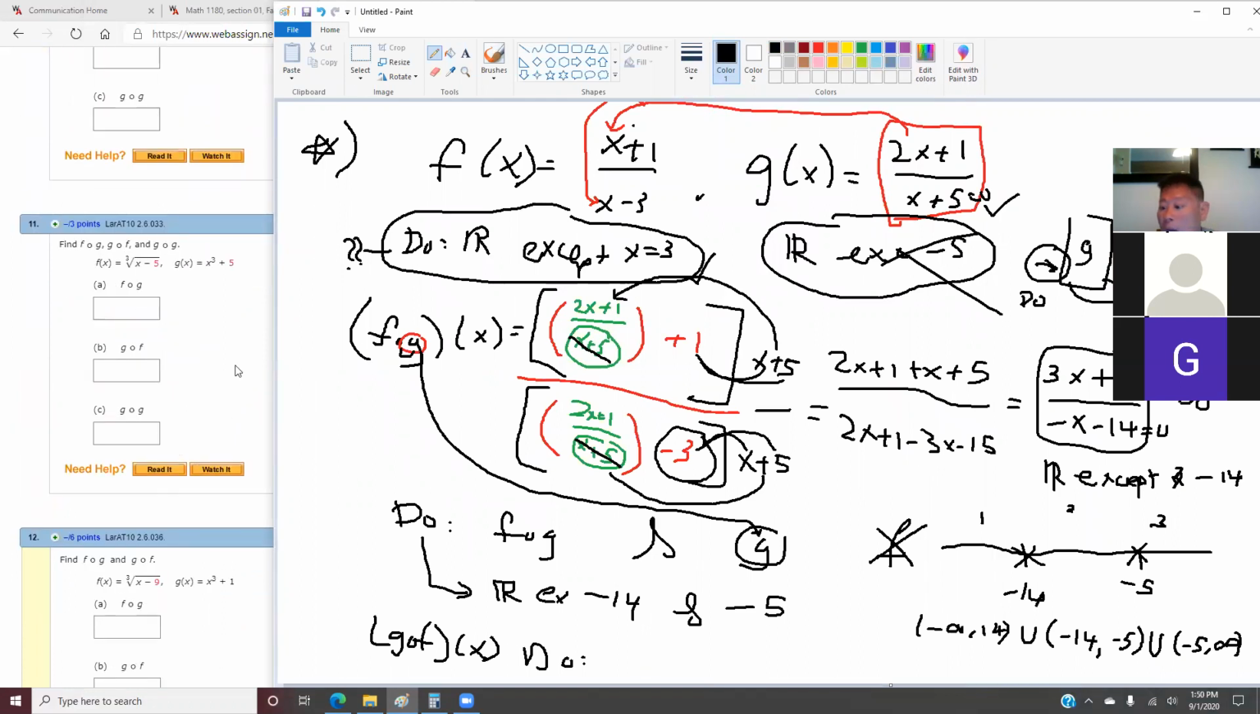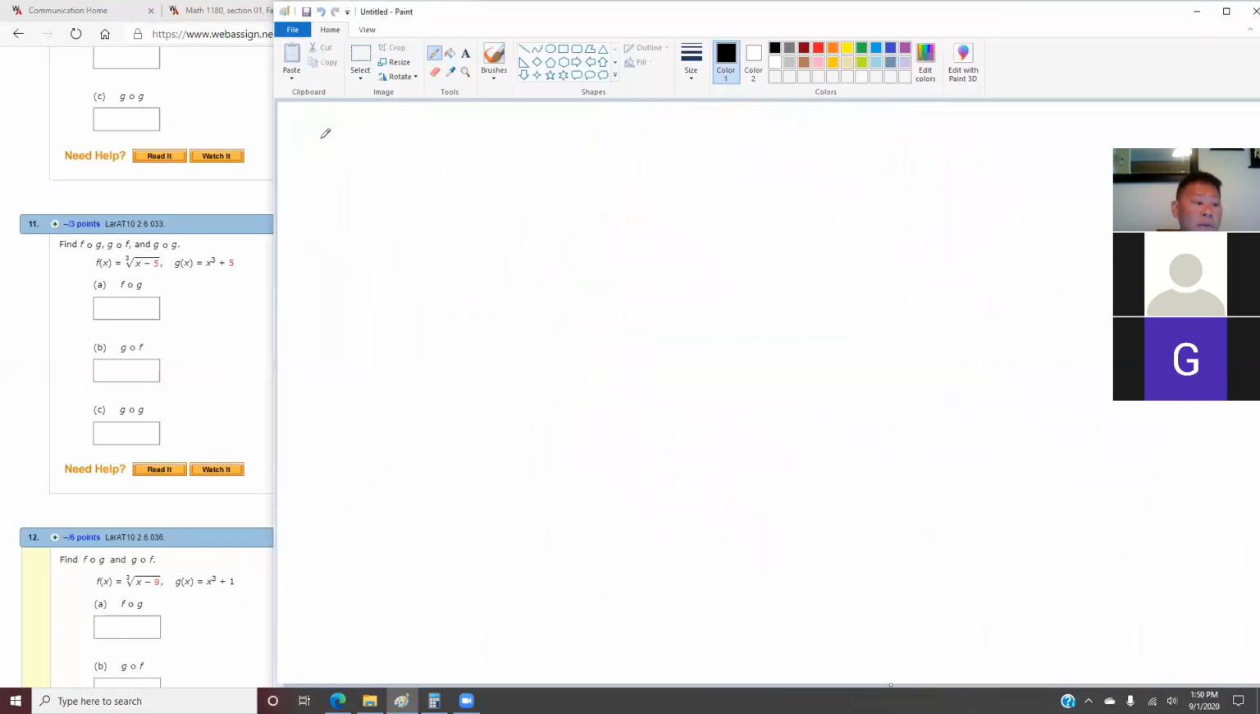This is the same thing. Part 11, which part do you need help with? It's the same thing as plugging in. G dot G, okay. So what is the meaning when you do G dot G? G dot G means that you take the G function and plug it back into itself.